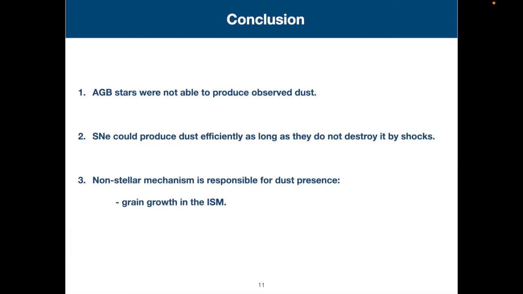So in summary, as you could see, AGB stars were not able to produce the observed amount of dust. Supernovae must be maximally efficient and not destroy any of the dust which they already formed. And it suggests that there must be something else, some other mechanism, for example, a non-stellar mechanism, which was responsible for the observed dust mass.